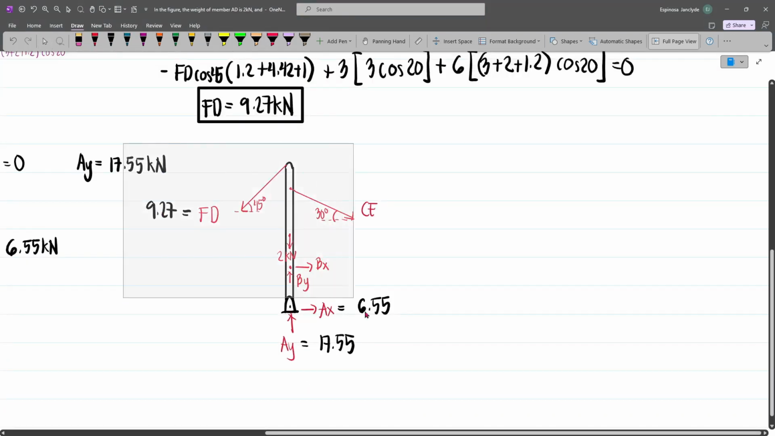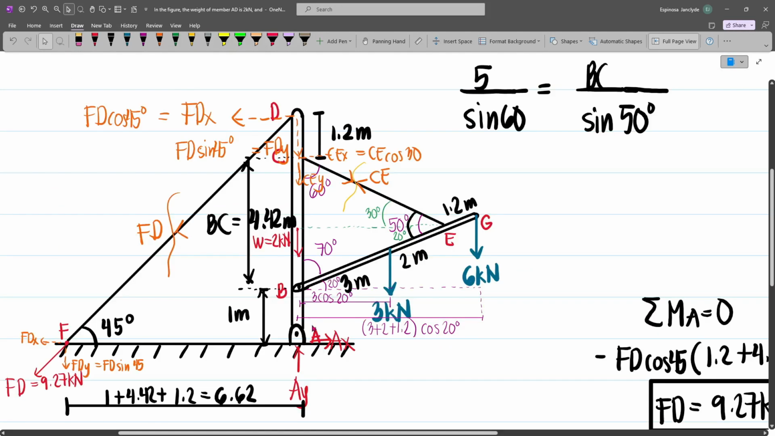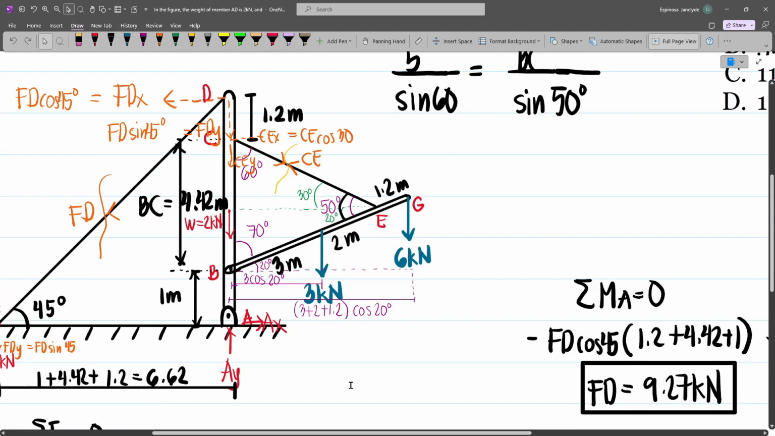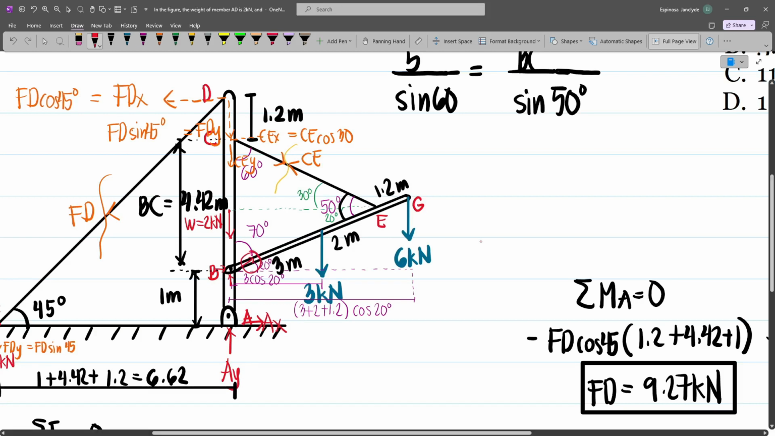Now, ito na yung FBD natin. Our FD is equal to 9.27, and then our AY is 17.55, and then yung AX natin is 6.55. Now, yung usual tanong ng mga students is, Sir, bakit ito horizontal and vertical force lang? Bakit hindi inclined force? Now, check natin yung figure. Notice that member BG is a frame member. And so that means na this is an internal hinge. And so diba, sa frame analysis natin, if we have a frame member, then we'll just write horizontal and vertical forces if we will consider a member, because this member is not a truss member. And so that means that the forces will act here and also here. Not like this. This is wrong.